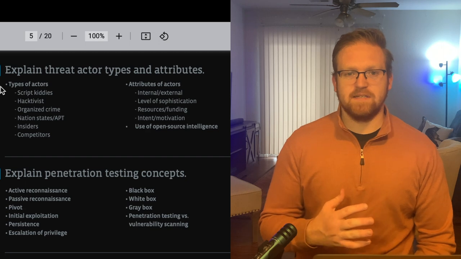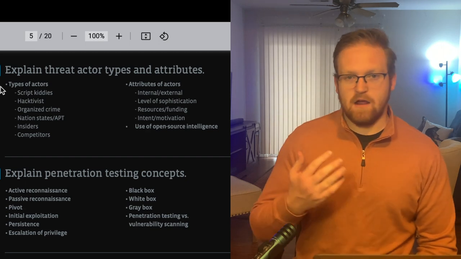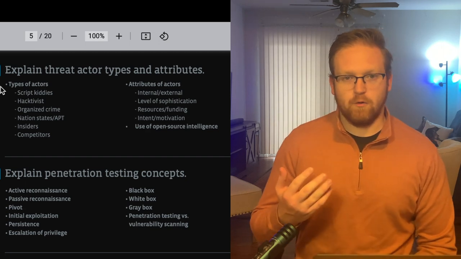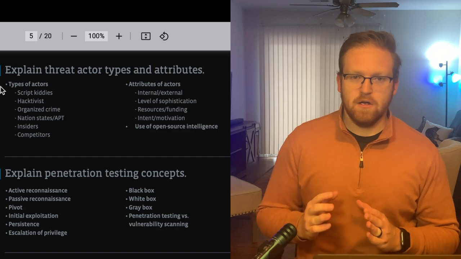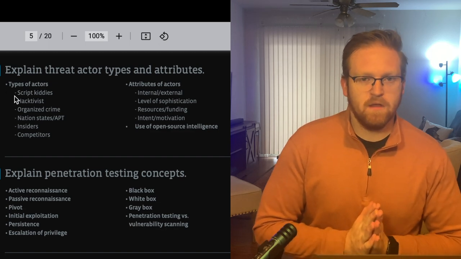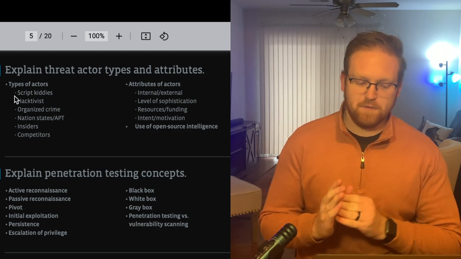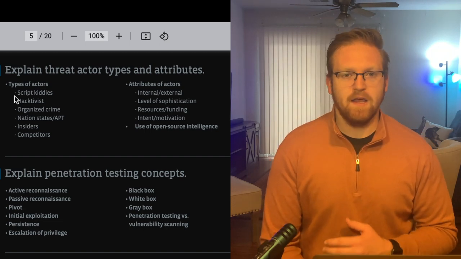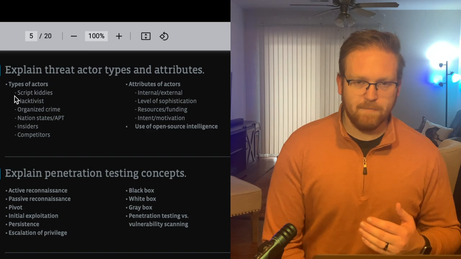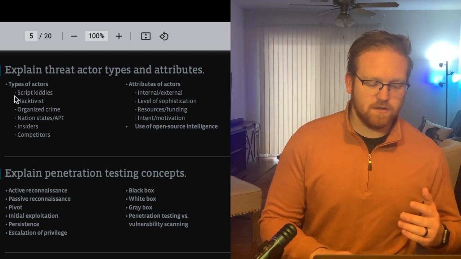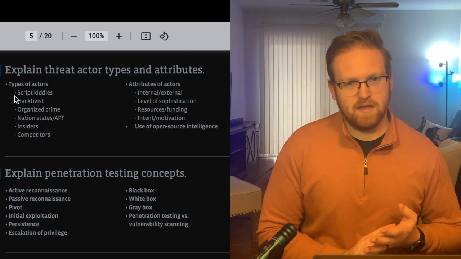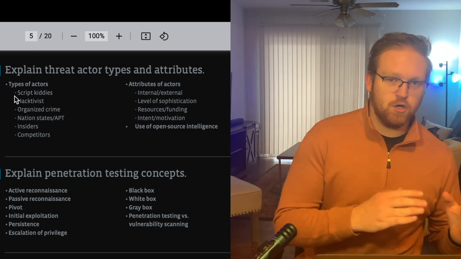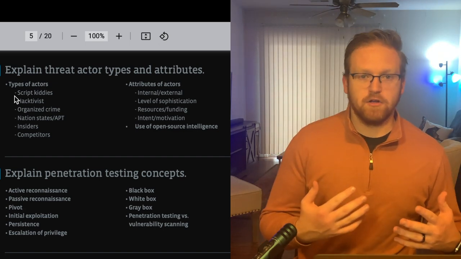Next is going to be a hacktivist. Now, a hacktivist is hacking not for money, not for power, but for a particular message that they're trying to send. So they might do anything from a defacement attack on a website to taking down a service that they find to be disagreeable. So hacktivists are out there to send a message through what they're doing, whether that's for good or for bad.